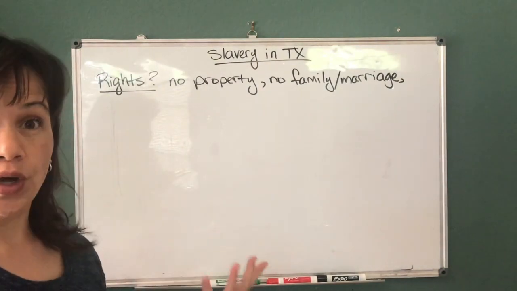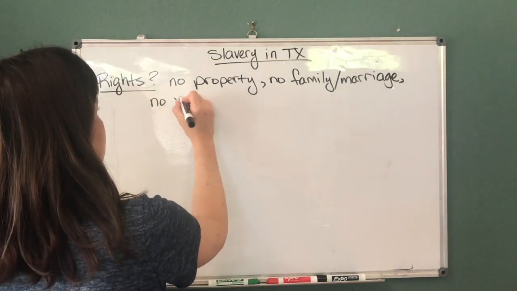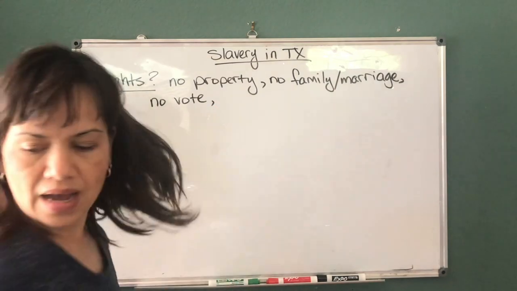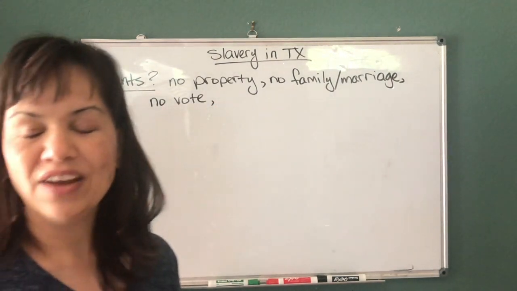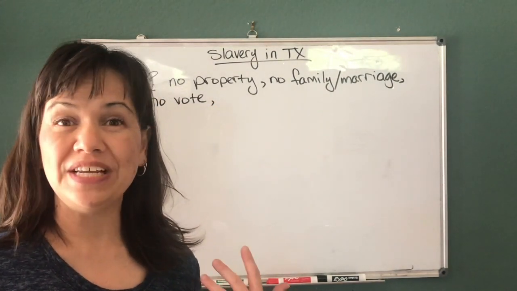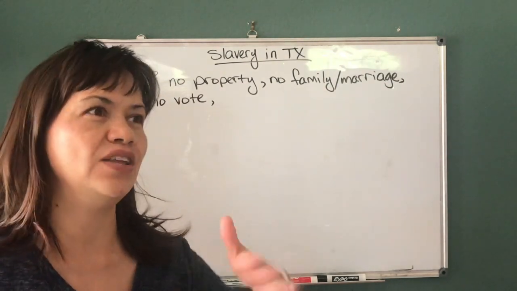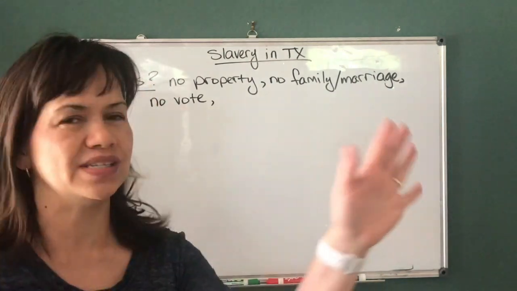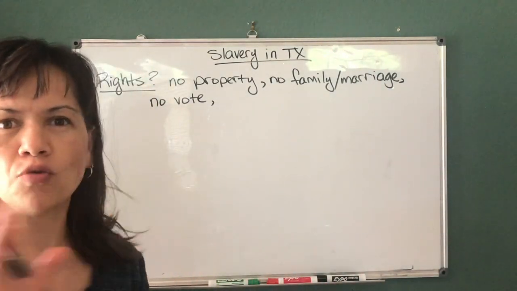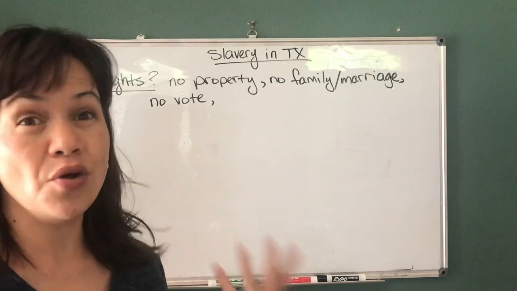They were not able to vote. And they had no way to achieve freedom. There was no pathway to say, okay, well, if you serve as a slave for this long, then you can get your freedom after this many years. There was nothing like that. So there was no right to freedom. So no guarantee of freedom.